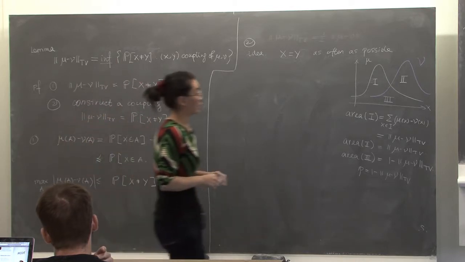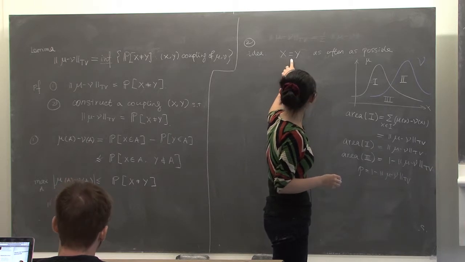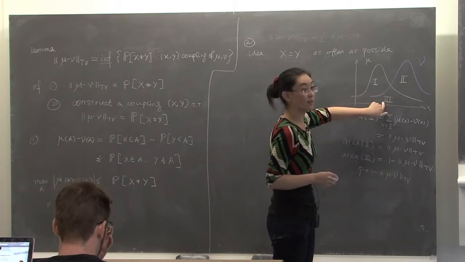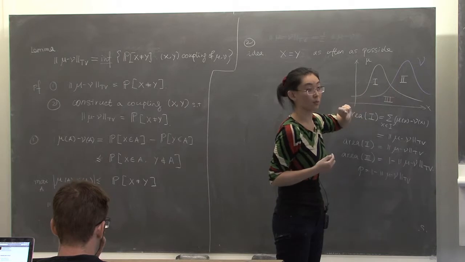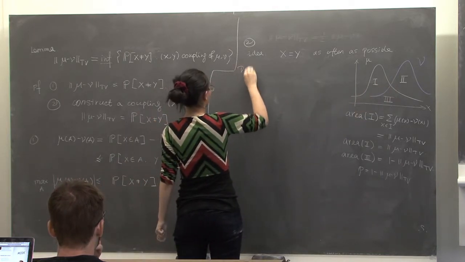And now our idea is we want to construct x, y so that x equals y on this third part. And here x is distributed according to mu, and here y is distributed according to mu. So this is our idea. So now we define three probability measures.